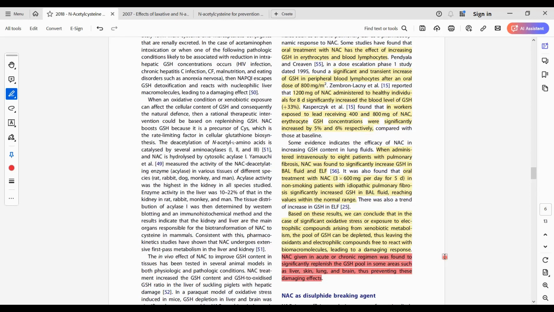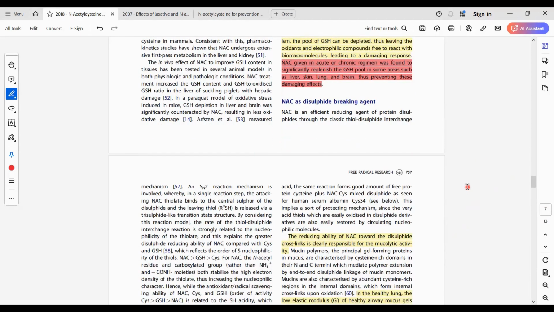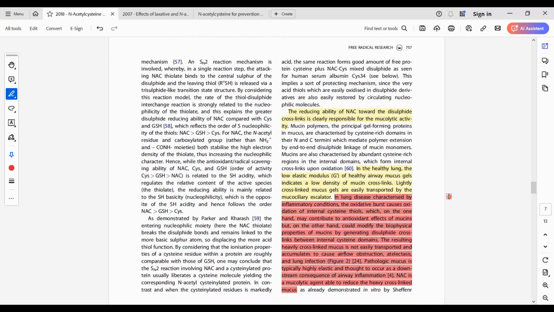And so, if you're looking for an antioxidant that's effective, NAC has been proven by many studies to be. If you're looking for an antiviral as well and a mucolytic as well, all in one package, NAC is your guy. So let's look now at its mucus breaking skills, which is the main reason why we're making this video.